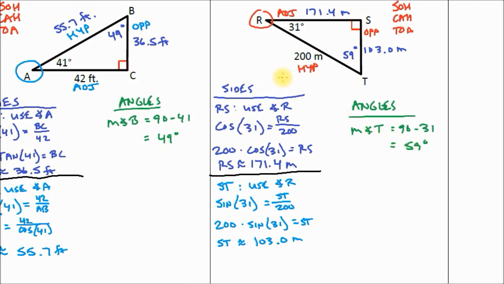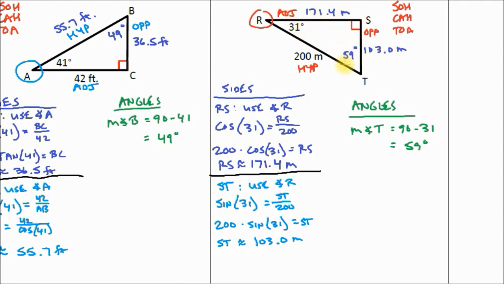One more thing, class. If you ever want to check your work, just take a look at this triangle. You know that 200 is the hypotenuse. That has to be the biggest side always. If you got the answer for RS is greater than 200, stop. You know it's wrong. If you got the answer for opposite is greater than 200, stop. You know it's wrong. And then one more thing for you guys to know.